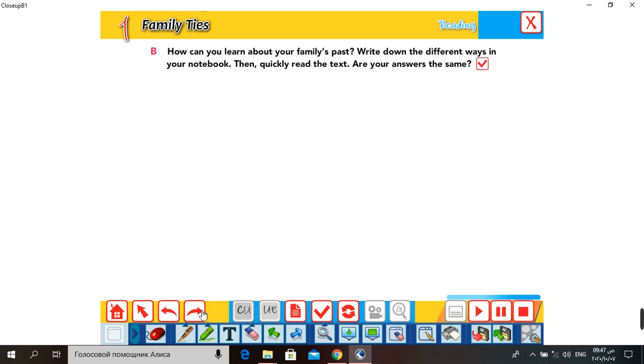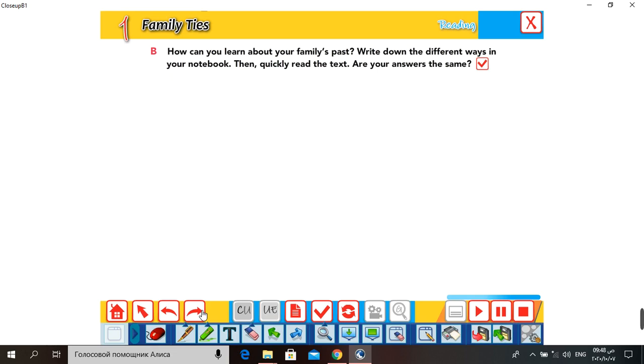B. How can you learn about your family's past? Write down the different ways in your notebook, then quickly read the text. Are your answers the same? Now, the family ties or your family's past can be long ago because you belong to a family and you have people who lived long ago, other generations or older generations that lived long ago, and still they belong to the same family. So how do you think you can find out more about your family's past? Pause, think, and then play the video and check the answer.